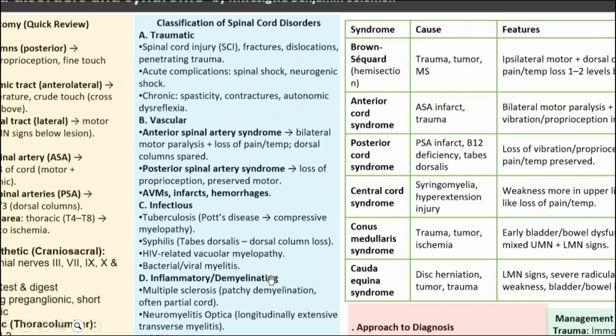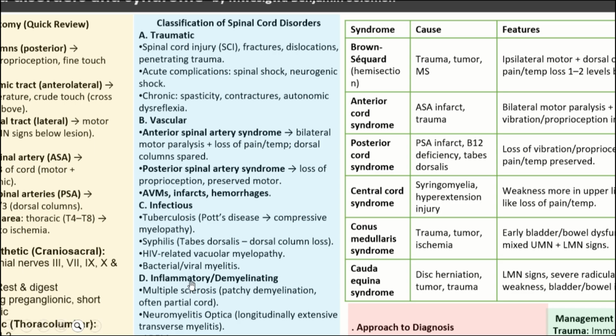So when you look at the traumatic injuries, we can have spinal cord injury and fractures. When we have traumatic injury to the spinal cord, we are going to encounter things like spinal shock and neurogenic shock. Spinal shock is defined as a sudden loss of all spinal cord functions, whereas neurogenic shock comes from the disruption of the sympathetic nervous system, which comes from the level of T1 to L2.